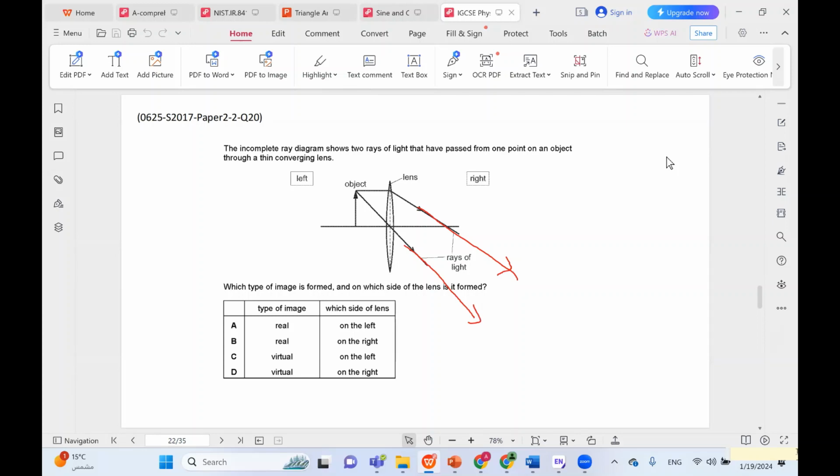How do we know that? If you plot backward extensions of each ray, they're going to meet somewhere here, and the image will be upright and magnified and virtual. How do we know that it's virtual? Because it is not formed by the actual intersection of rays, but rather by backward extensions of the rays. So this is a virtual image, not a real image, and it's formed on the left. So the correct choice here is choice C.